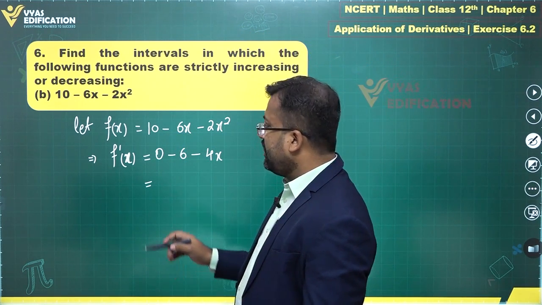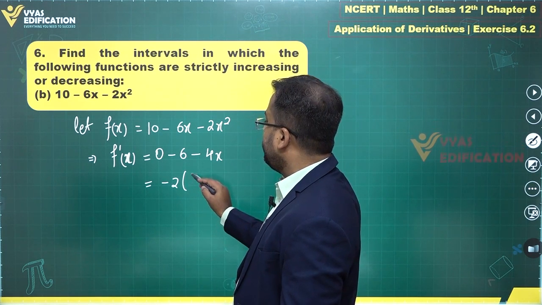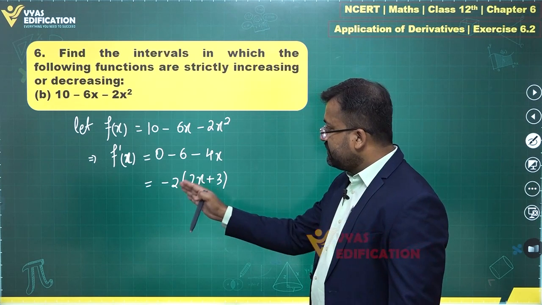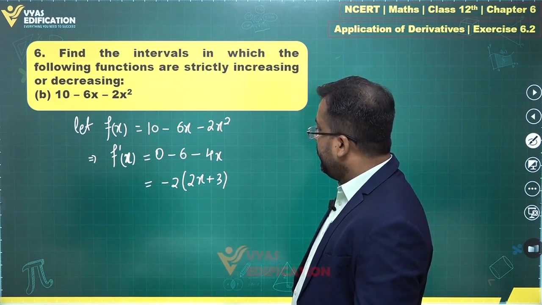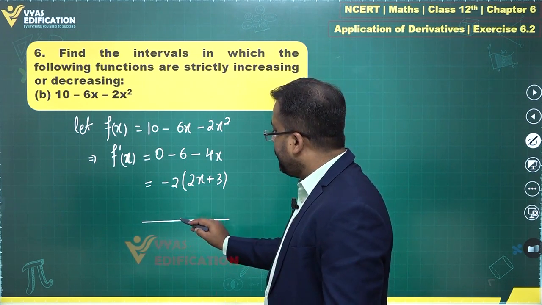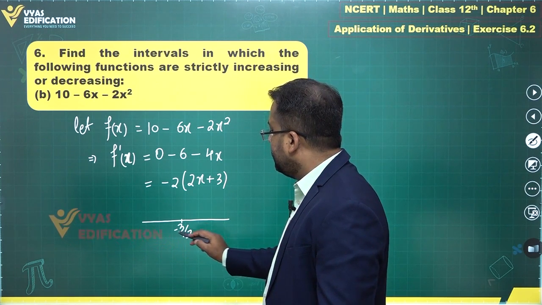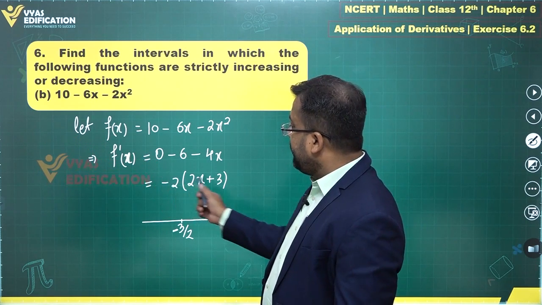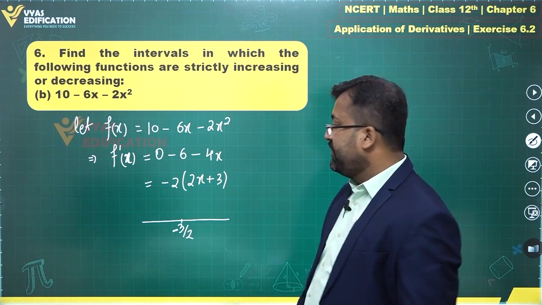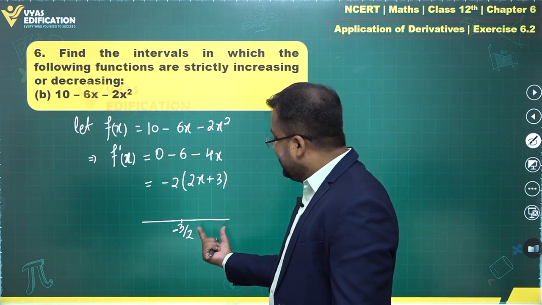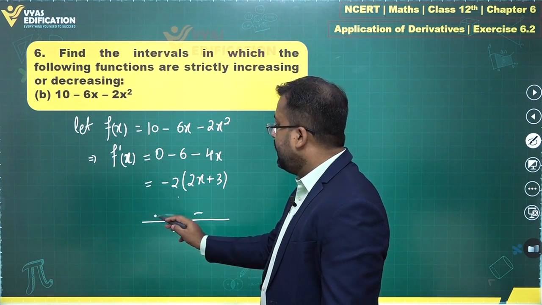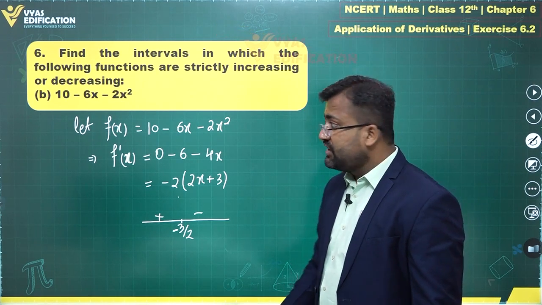You can take out -2 common from here, and this will be 2x + 3. Please note that this is -4x - 6. Yes, this is 2x + 3, and the critical point is -3/2, as you can note from here. This is the point where f'(x) is equal to 0. Beyond this, in this interval, this factor will be positive but the overall value will be negative, and here the overall value will be positive.